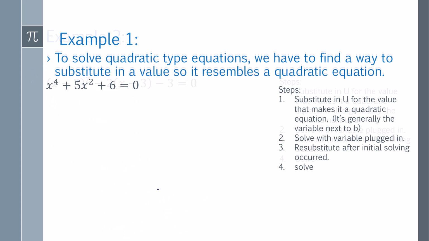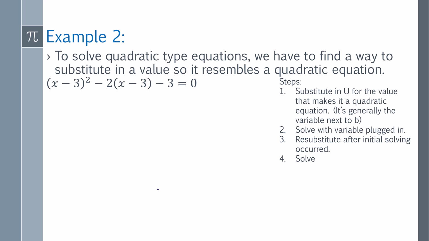So let's look at another one. So I have x minus 3 squared minus 2 times x minus 3 equals 0. So I could say u equals x minus 3. Remember, it's usually the value next to b. So this becomes u squared minus 2u minus 3 equals 0. Well, this factors: a times c, factors that add to b. That'll be negative 3 and positive 1.